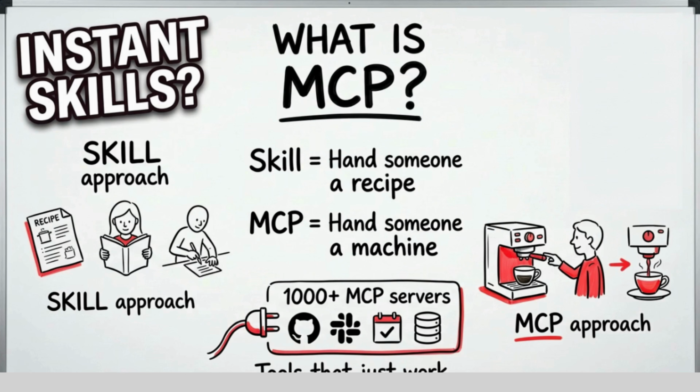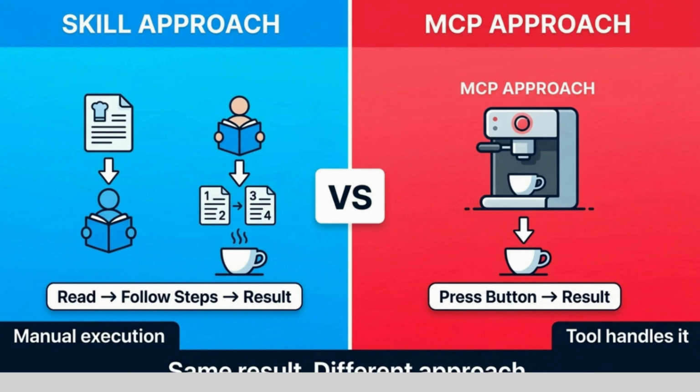So let me explain with a simple example. Imagine you want someone to make a coffee. With skills, you hand them a recipe. You say boil the water to 95 degrees, grind 18 grams of beans, pour the water slowly in circles, wait for 4 minutes. They read the instructions and perform each step. But with MCP, instead of a recipe, you give them a coffee machine. They press one button, the machine handles everything, coffee is ready. Same result, you still get a coffee. But one approach requires reading and executing the instructions, while the other simply runs a specialized tool.